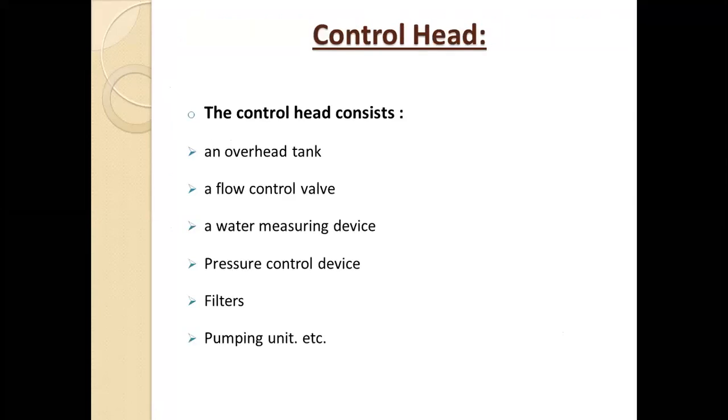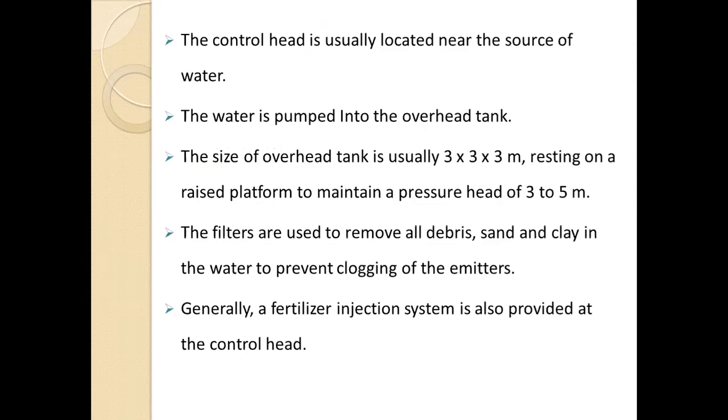So the control head consists of an overhead tank, flow control valve, water measuring device, pressure control device, filters, pumping units, etc. The control head is usually located near the source of water, so that the water is easily pumped into this overhead tank. Mainly the size of the overhead tank is generally 3 by 3 by 3 meter, resting on a raised platform to maintain a pressure head of 3 to 5 meter.